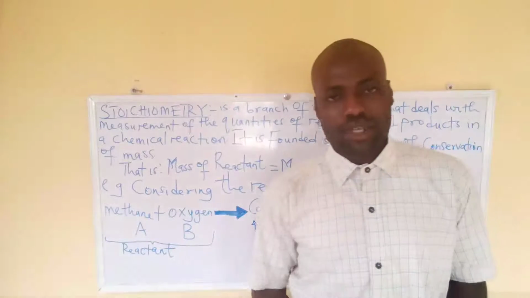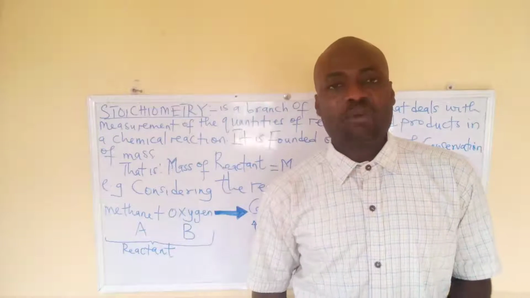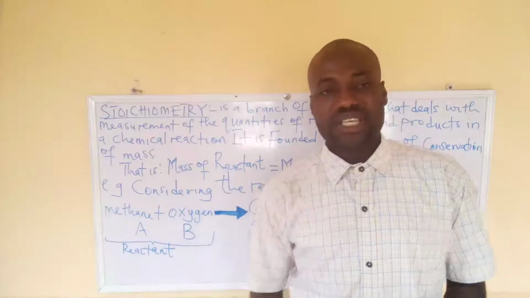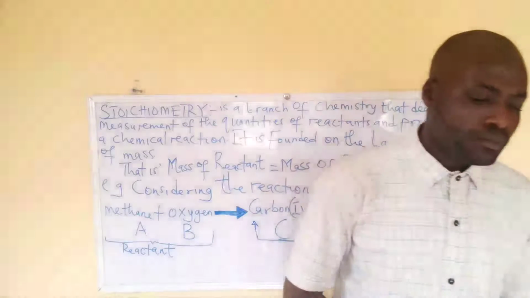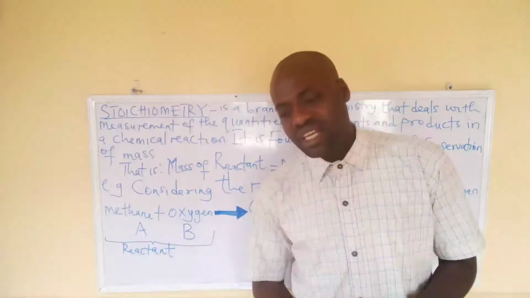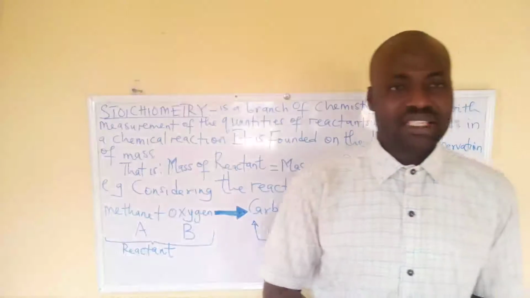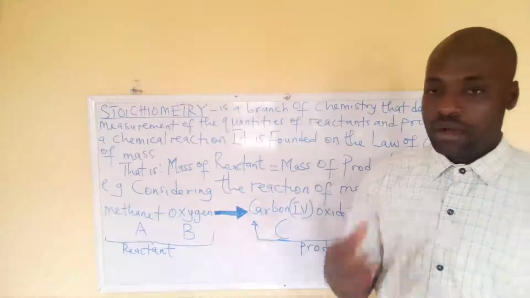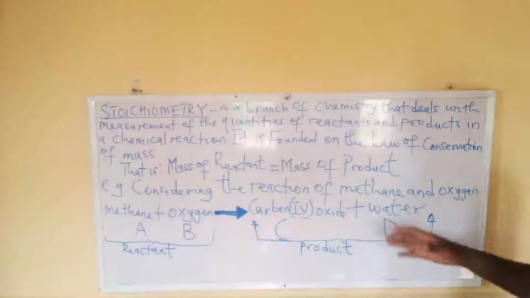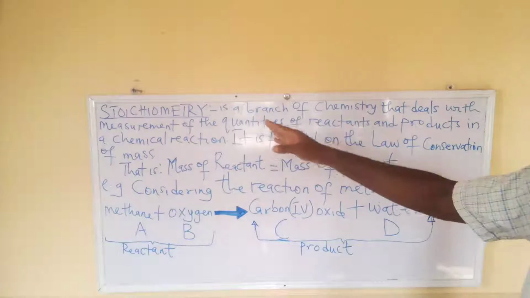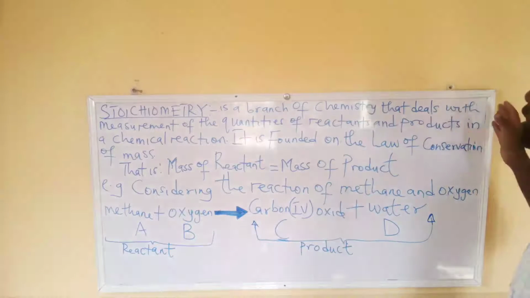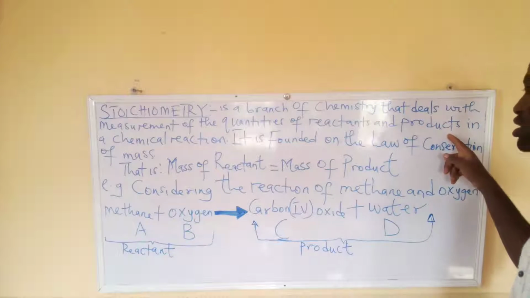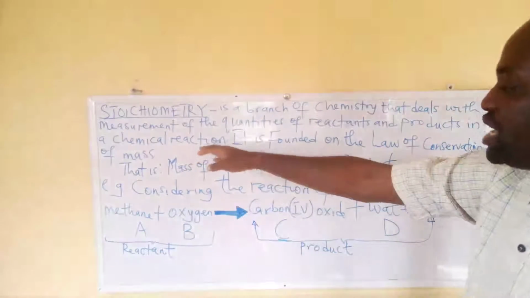Stoichiometry is a branch of chemistry that deals with the measurement of the quantities of reactant and product in a chemical reaction. Let me come again. Stoichiometry is a branch of chemistry that deals with measurement of the quantities of reactant and product in a chemical reaction. So, if you look at what we have on the board, we said stoichiometry is a branch of chemistry that deals with the measurement of the quantities of reactants and products in a chemical reaction.